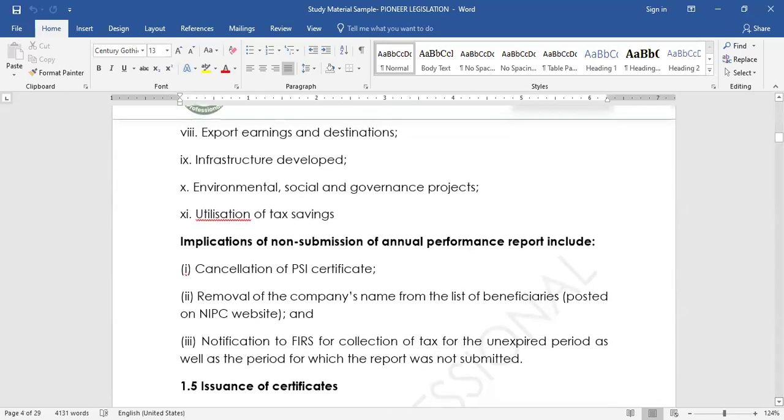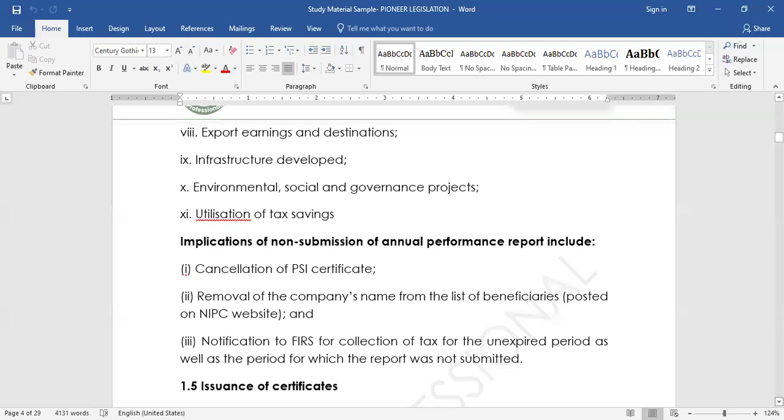Now, what is the implication of non-submission of annual performance reports? When a company fails to submit annual performance report, what is the implication? Number one implication is cancellation of pioneer status incentive certificate. That means NIPC will cancel the certificate. They will revoke the certificate. They will cancel it when a company fails to submit annual performance report.